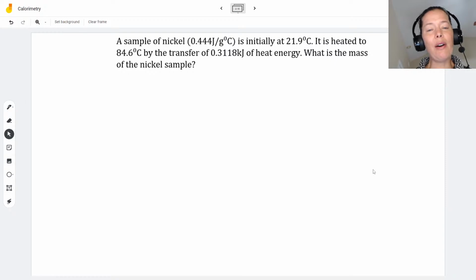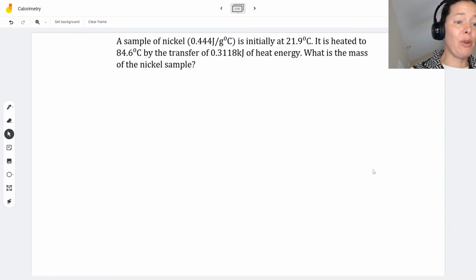So we have a sample of nickel, and we are given the specific heat. We are told it is initially at 21.9 degrees Celsius, and it is heated to 84.6 degrees. We're told how much heat was transferred. That's 0.3118 kilojoules. And we want to calculate the mass of the nickel sample.